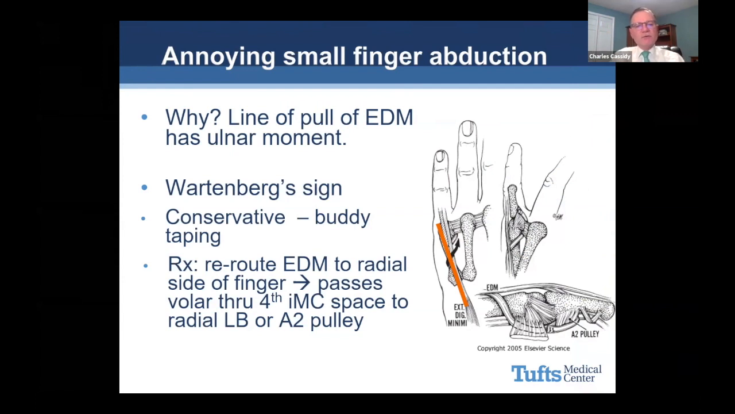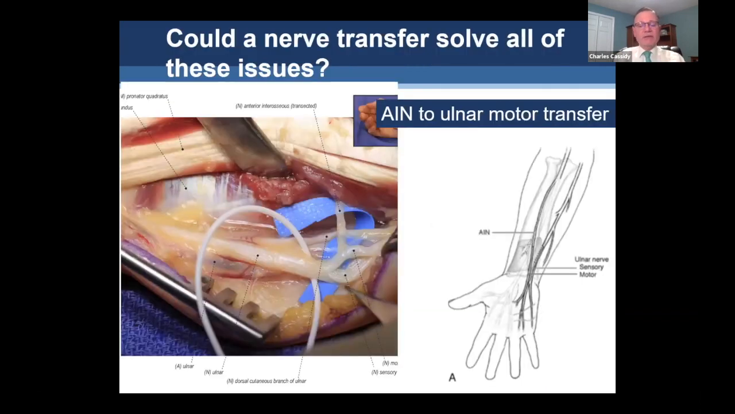You could do that under local or local with sedation. So detach it from the ulnar side, pass it radially, and that will help to correct that abduction posture of the little finger. You can pass it under the deep transverse metacarpal ligament if you want, and that will help to correct clawing. Could a nerve transfer solve all of these problems?